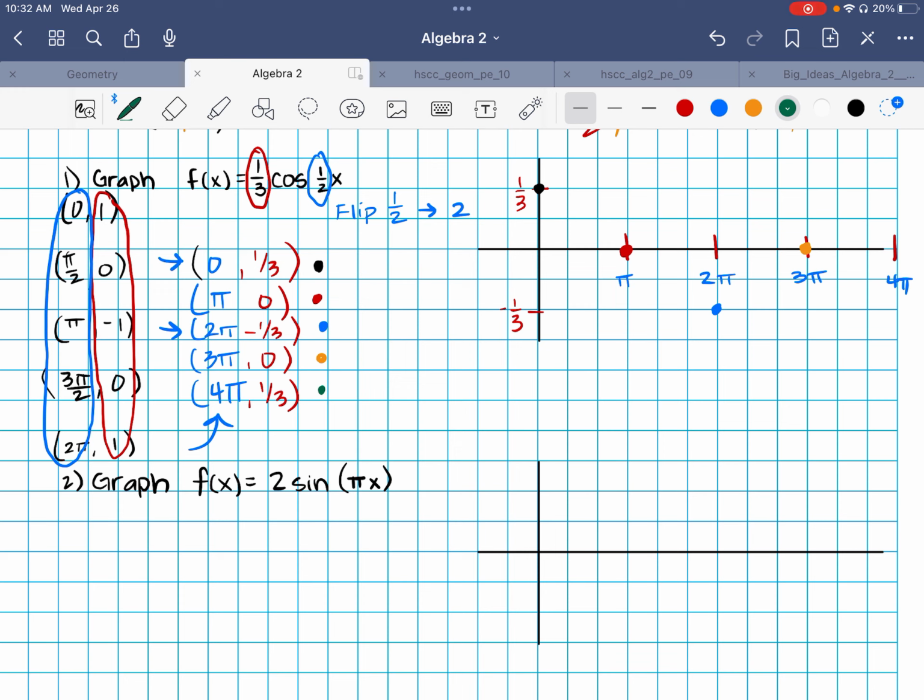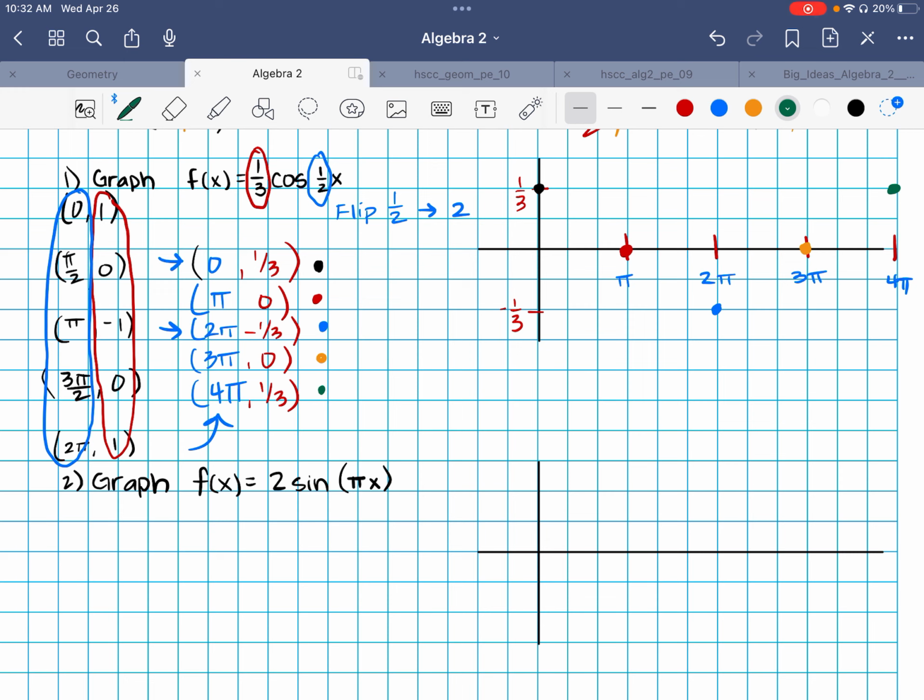And then we have 4 pi, 1/3. So we go all the way to 4 pi, then we go up to 1/3, and we graph our next point. 4 pi, 1/3. Those are the 5 key points that we want. You're pretty much done with the graph. You just need to make the curve look really good.